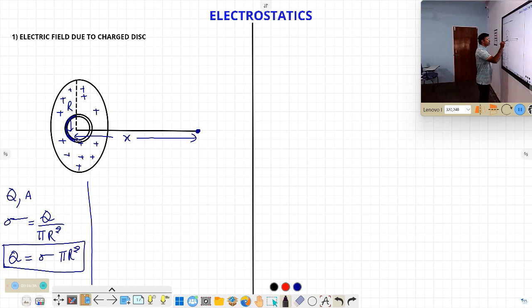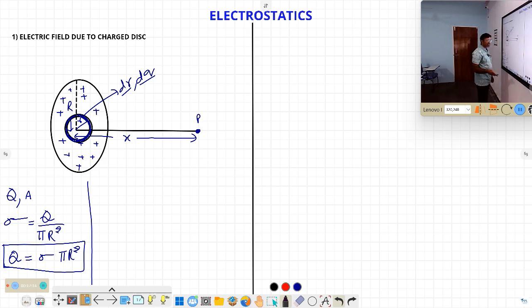The disk can be cut into a number of small rings, and I have chosen one of the rings here. The thickness of the ring I am taking as dr, and the radius of the ring I take as small r. Now we are calculating the electric field intensity due to this small charged ring. This dr thickness contains a very small charge, dq, because the ring contains charges. Now due to this charged ring we have an electric field intensity at this point P.